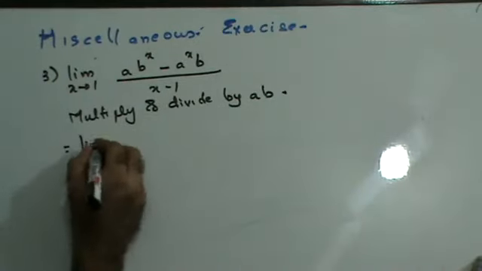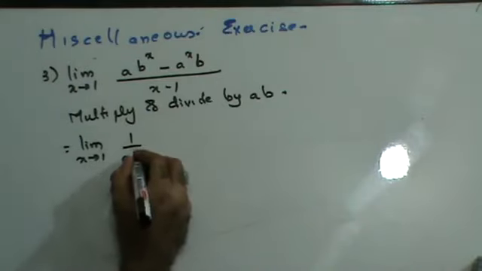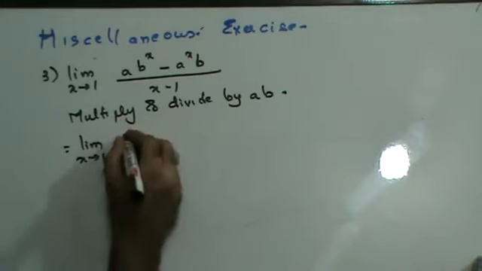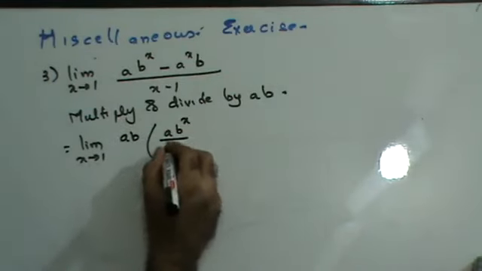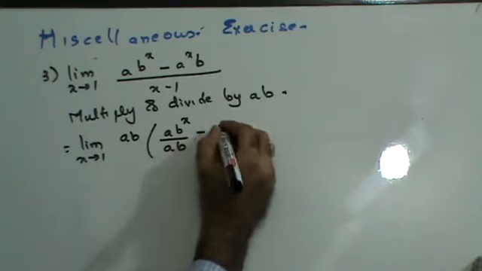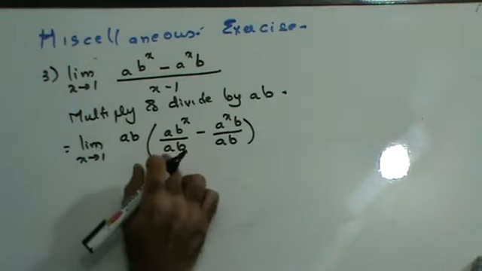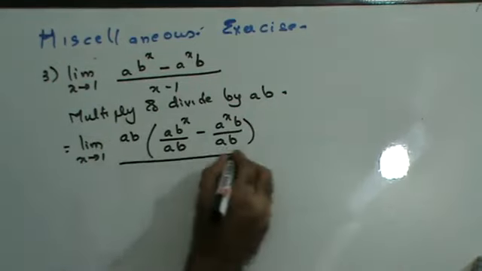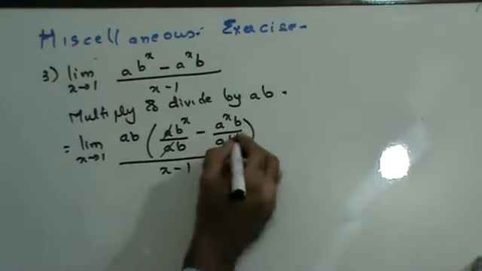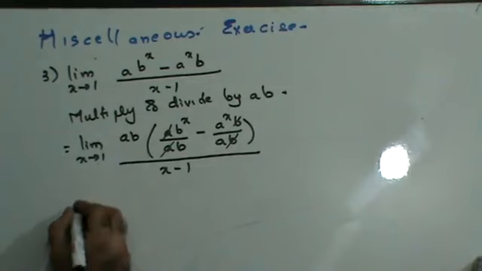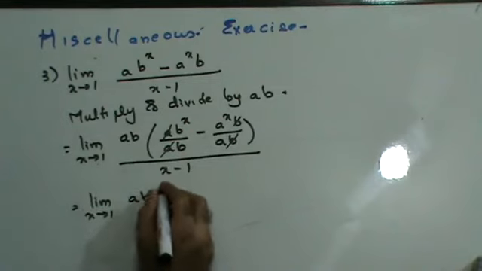This can be written as limit of x tends to 1. I'm going to multiply by ab and I'm going to divide by ab. So this is ab times b raised to x upon b minus a raised to x times b upon ab. I have multiplied by ab, I have divided by ab. Denominator x minus 1 as it is. Cancel, cancel, cancel, cancel.